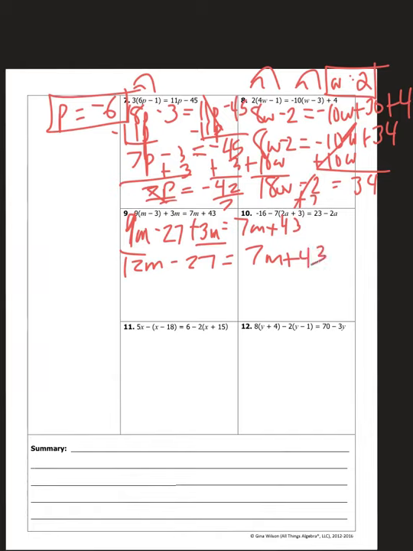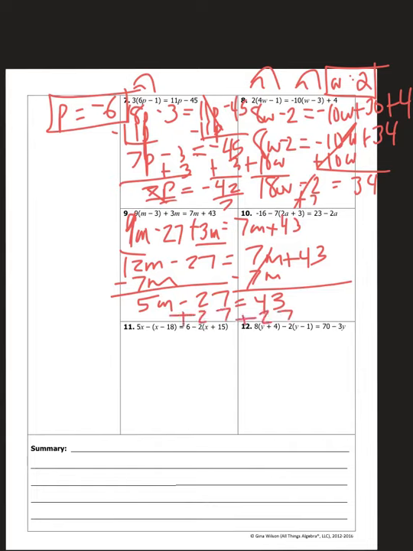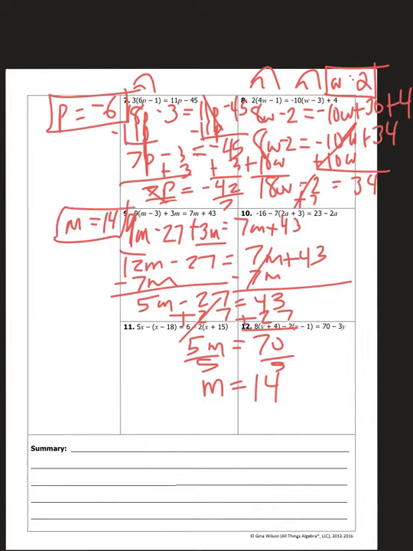Get the variable on one side, subtract 7m. 5m minus 27 equals 43. Add 27 to both sides. 5m equals 70. Divide by 5. M equals 14. Okay.